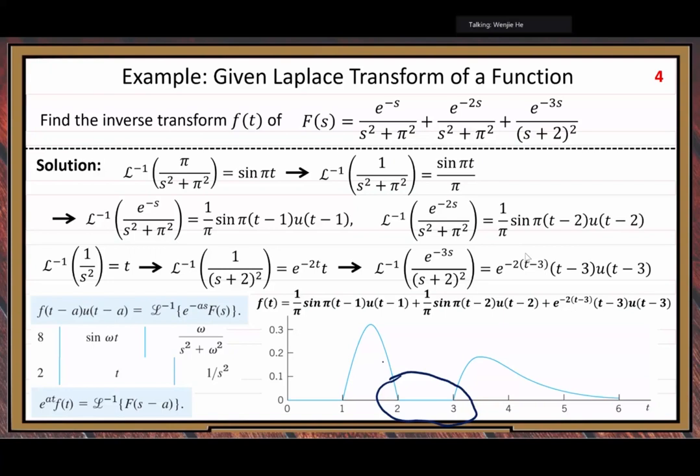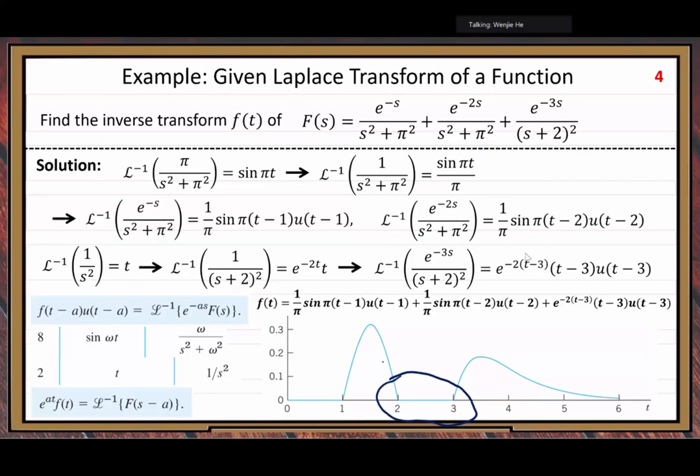You can see that we use the u function in three different places. The first one shifts to 1, the starting point is at 1. The second has starting point at 2. The third, 3. So 1, 2, 3. For the pieces before 1, all three terms are 0. So that's the easy part.